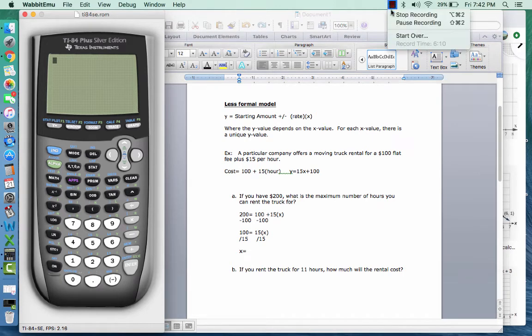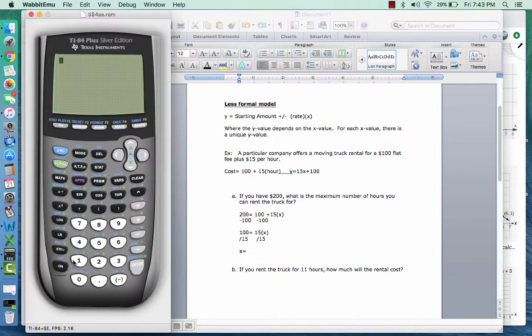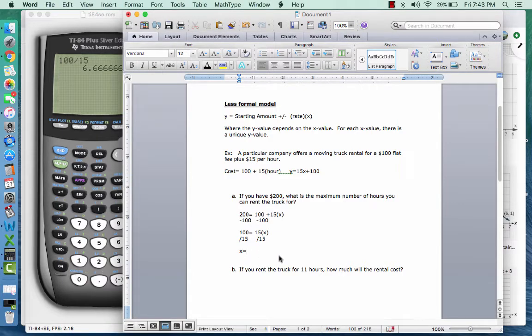Oh, my calculator froze. Okay, so 100 divided by 15 is 6.6 repeating, 6.666666 hours. All right, now I have to think about this. If they're going to charge me $15 per hour, and this is the maximum number of hours that I can rent it for, my final answer is actually going to be 6 hours, because my budget is 200. If I rent it for 7 hours, it's going to cost me more than 200. So my answer here is 6 hours.